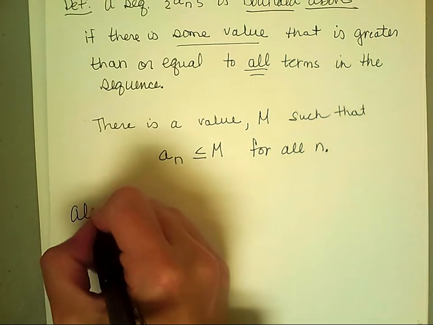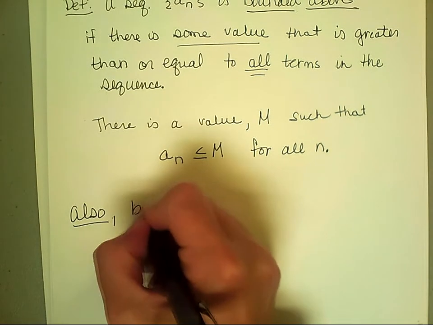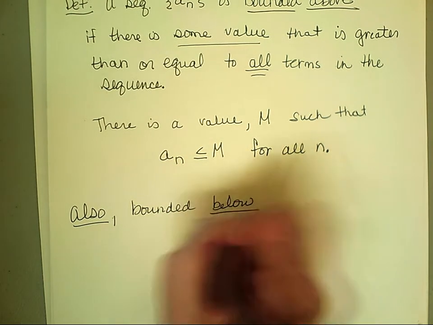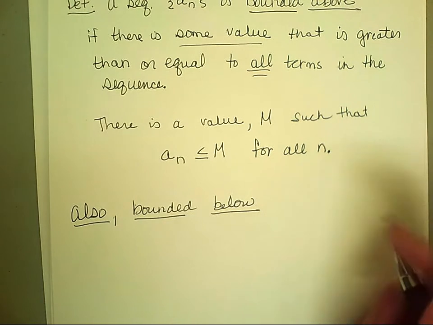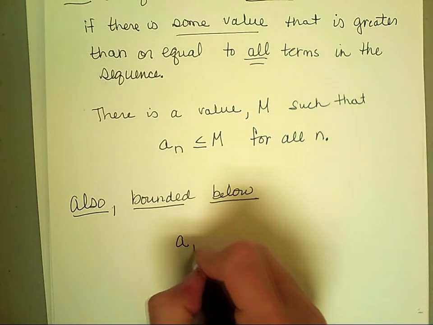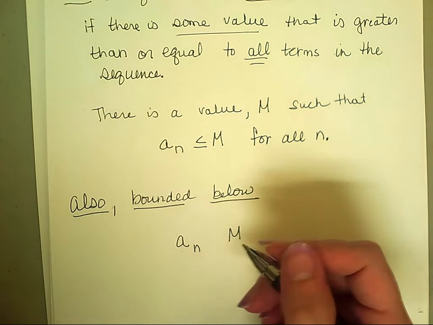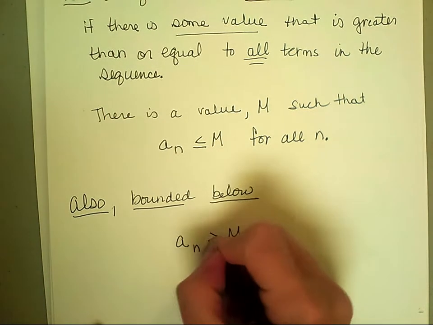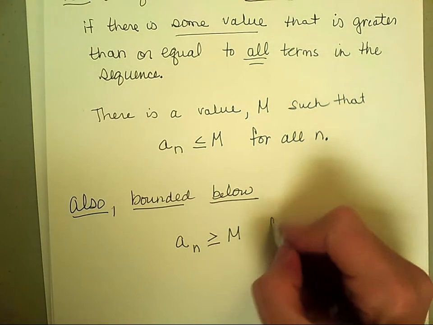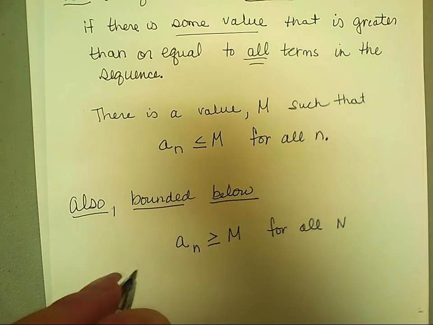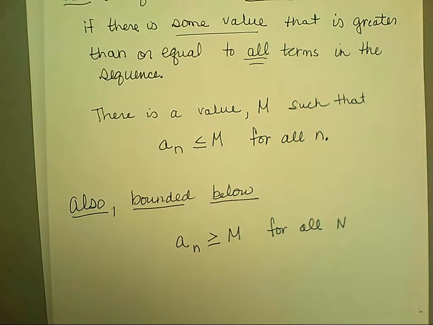And we could be bounded below. And now what happens is we still have this value m, but now when you compare a sub n and m, the terms in the sequence will be greater than or equal to this value for all n.